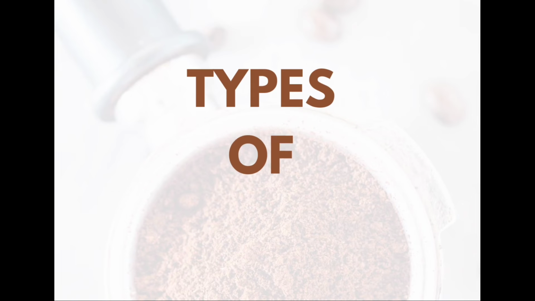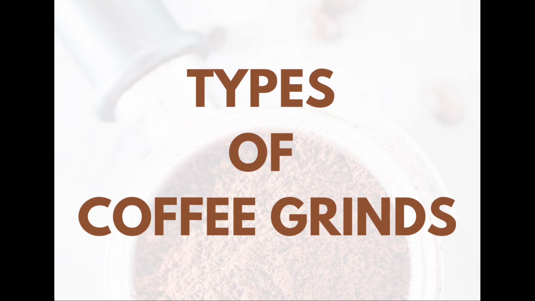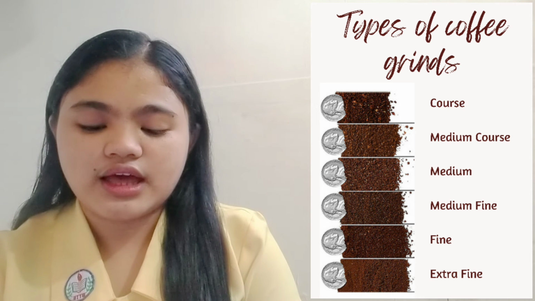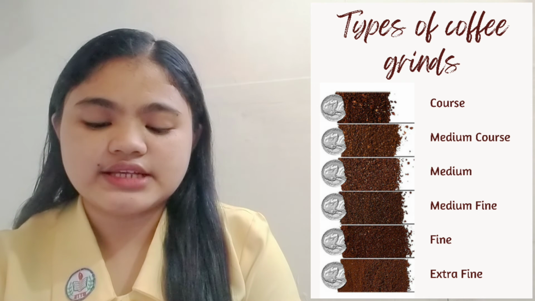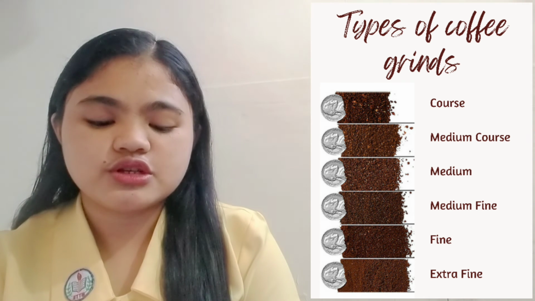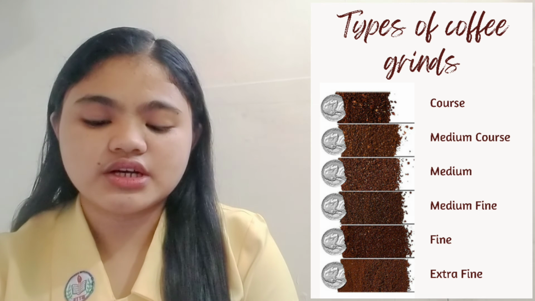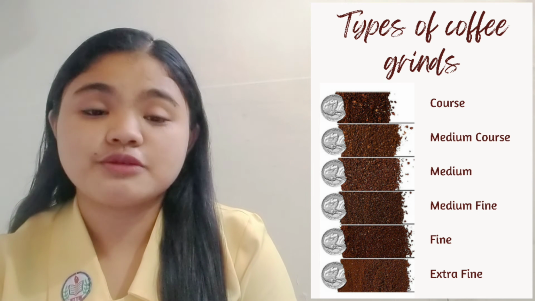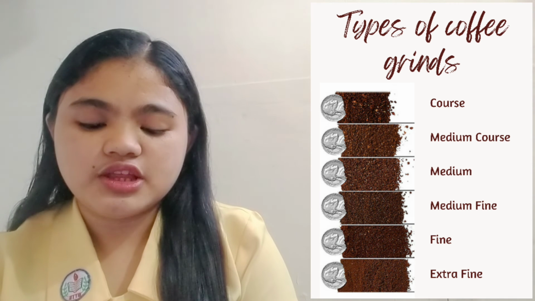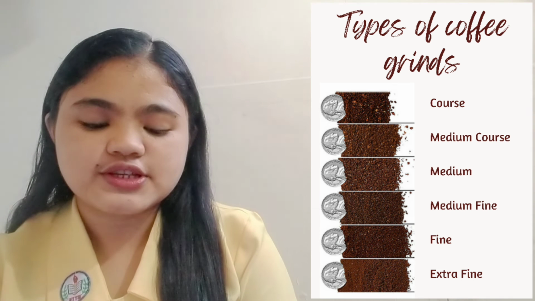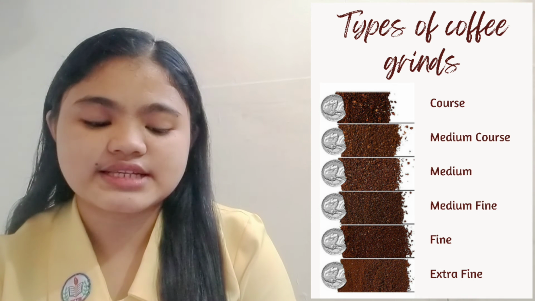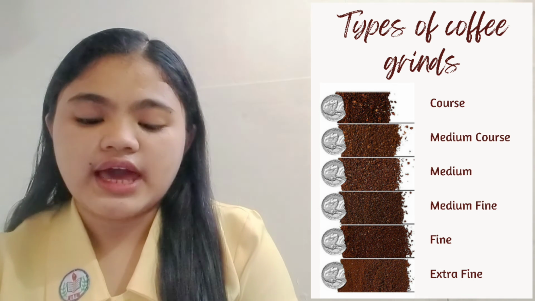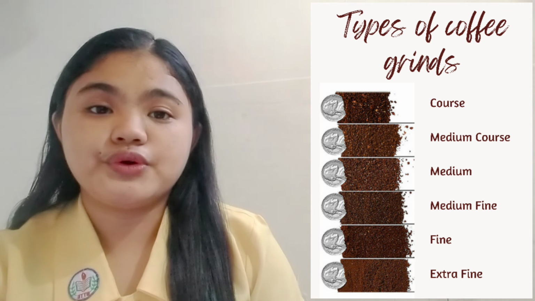Types of grind. Number one is extra coarse grind, used for the cold brewing method. Coarse grind, most commonly used for French press coffee. Medium coarse grind, used in specialty devices like the Cafe Solo and Chemex brewers.